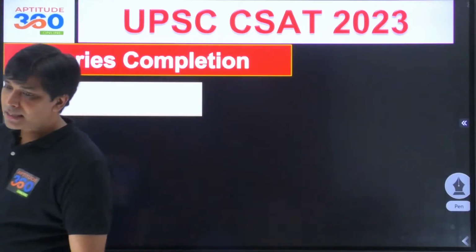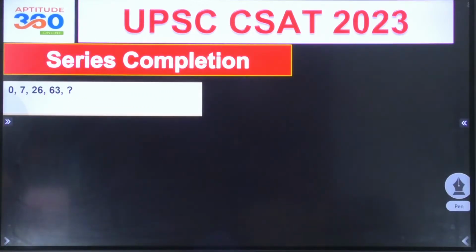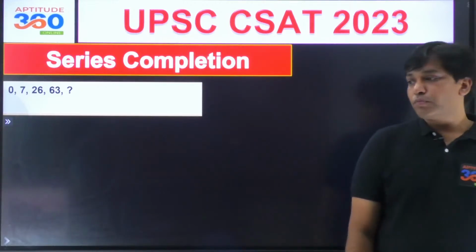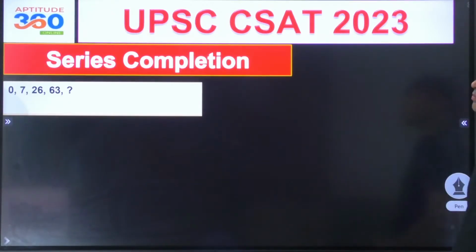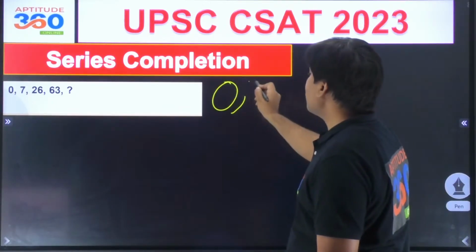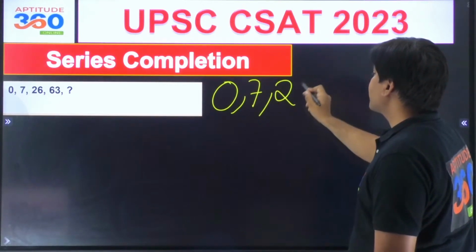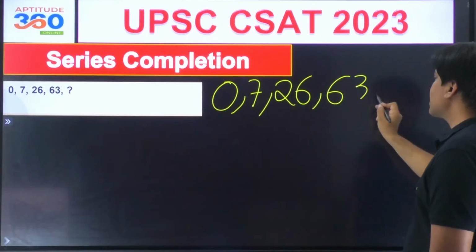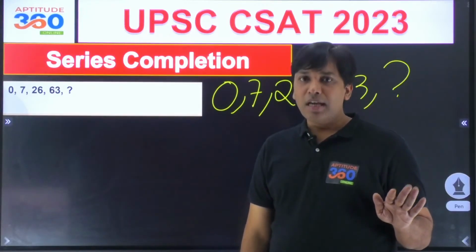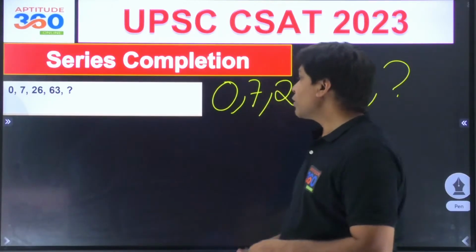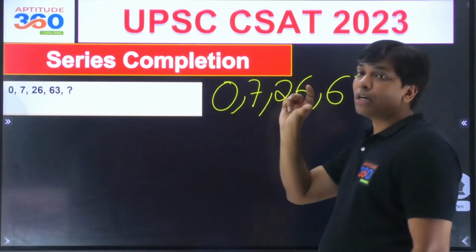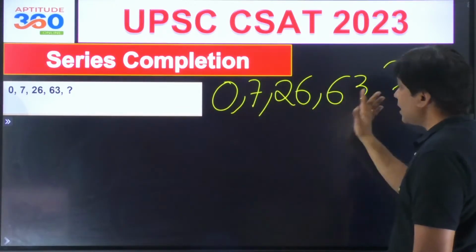Zero, 7, 26, 63. What is the number? So this is 0 and then 7 and then 26 and then 63. What is this number? It is not arithmetic progression. It is not geometric progression, isn't it? When you find out the difference, this difference is 7, and then from 7 you're reaching over here, how much has it become? Very close to some 19. So AP is not going to work over here.